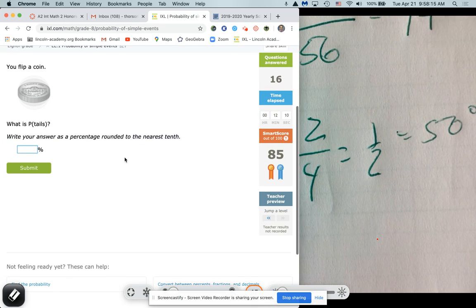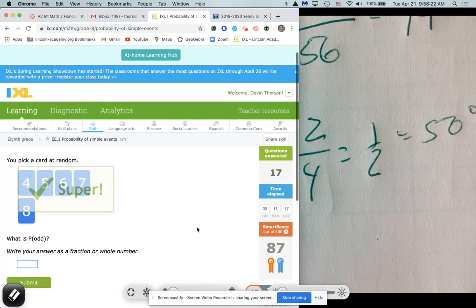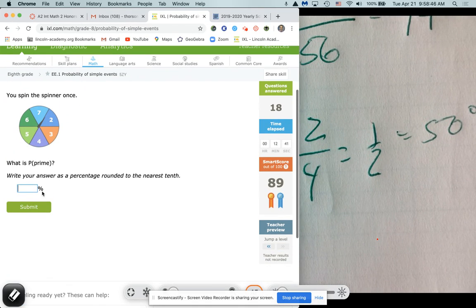All right. Here you flip a coin. What is the probability of a tail? Well, we've done this one many times. It's a 50% chance. Here you pick a card at random. Now there's a total of 5 cards, a 4, 5, 6, 7, or 8. What is the probability of odd? Well, we got to think which ones are odd. 5 is odd, 7 is odd. Oh, only 2 out of the 5 cards are odd. So we go 2 out of 5. And we submit.